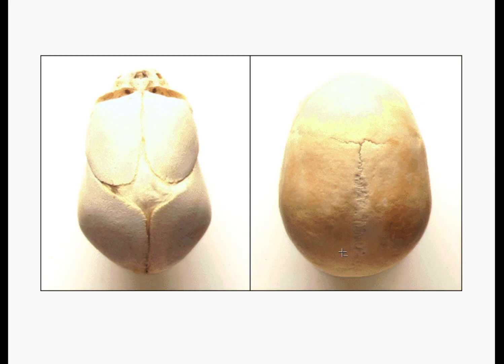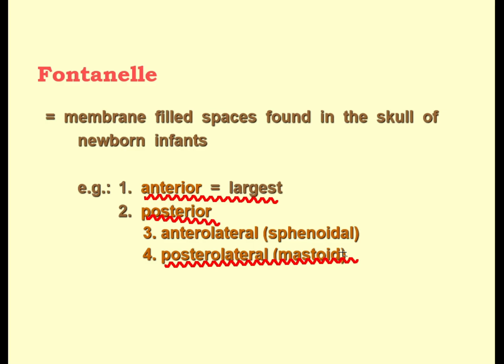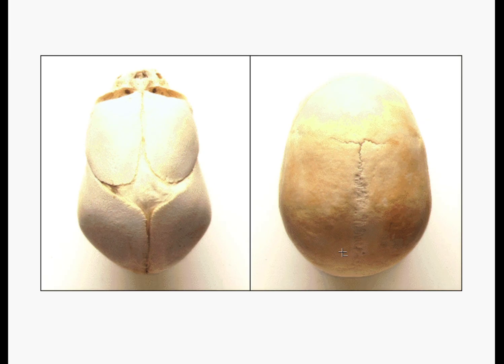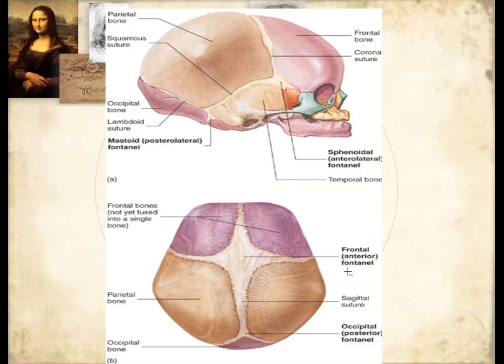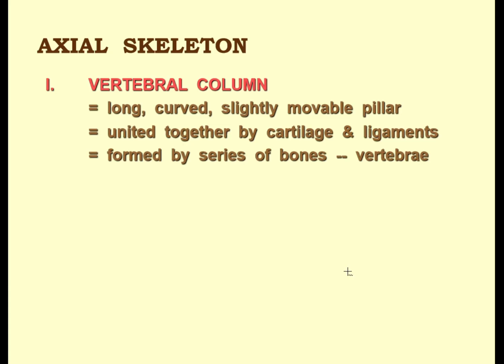Next you can see here. Okay, so the anterior part is the largest part here. And for the posterior part, one is the sphenoidal and another is the mastoid, right. So you can see here, right. Next, so we studied the names of the bones. Okay, next, the axial skeletal system.